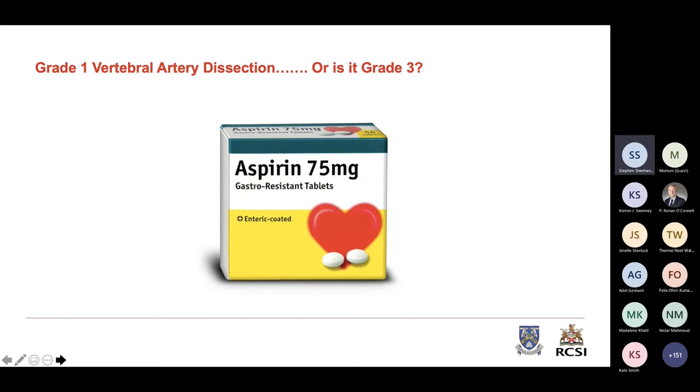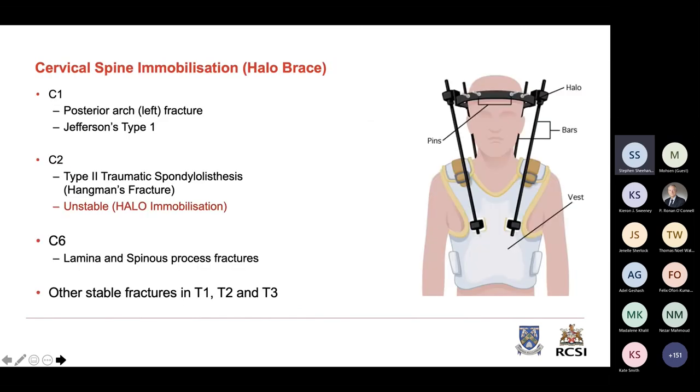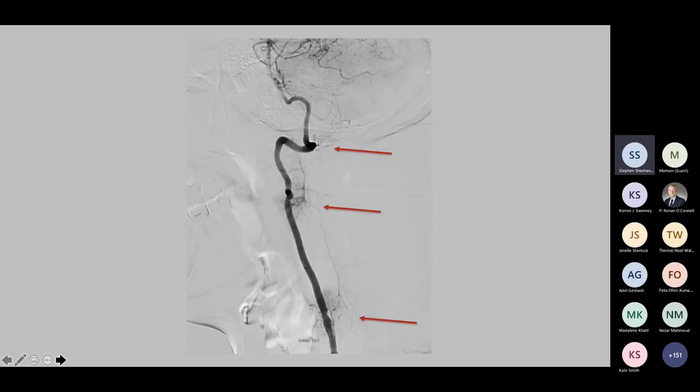Given the angiographic diagnosis of a dissection, she was commenced on aspirin to reduce her risk of developing a stroke. With regards to her spinal injuries, most of her injuries were stable. However, this hangman's fracture at C2 is unstable, and the recommendations, the guidelines, would be for halo immobilization. We had a discussion with one of our spinal neurosurgeons, Mr. David O'Brien, and he advised that since we were planning another angiogram, we delay the halo.